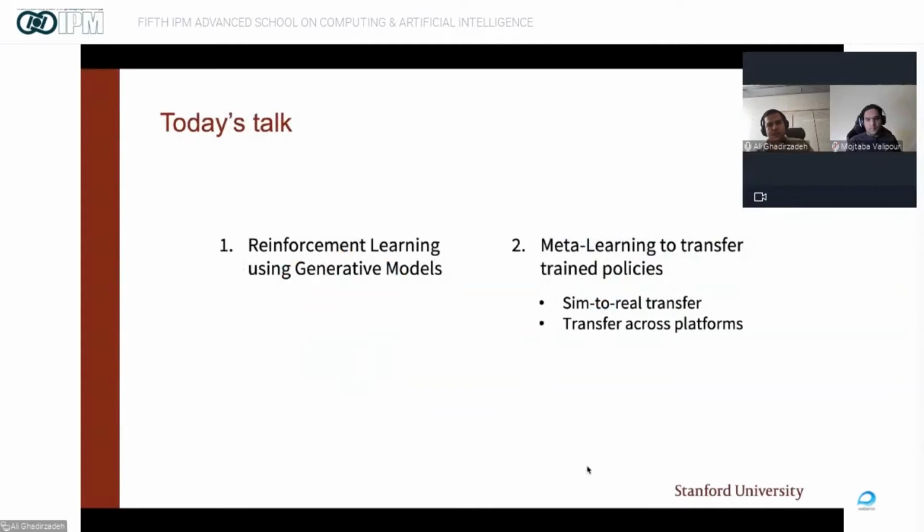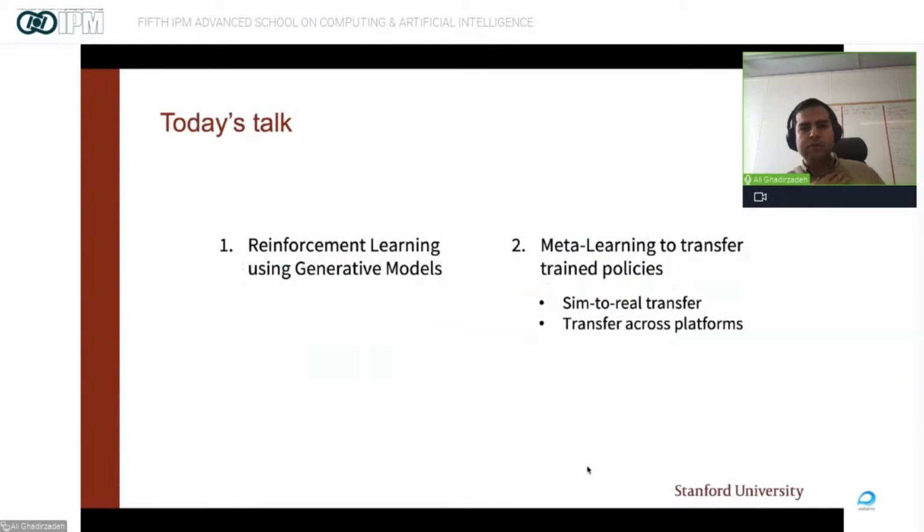Great. So for today's talk, I'm going to talk about two different concepts. One of them is how we can do reinforcement learning using generative models. And the second is about meta learning to transfer policies from simulation to the real world or across different robotic platforms. So let's start with reinforcement learning using generative models.